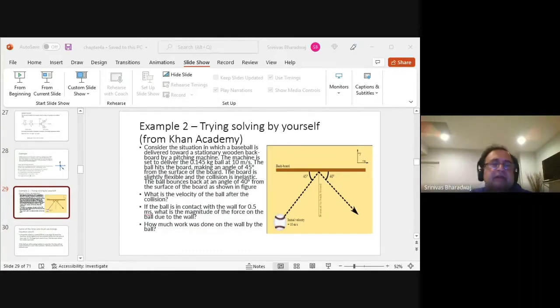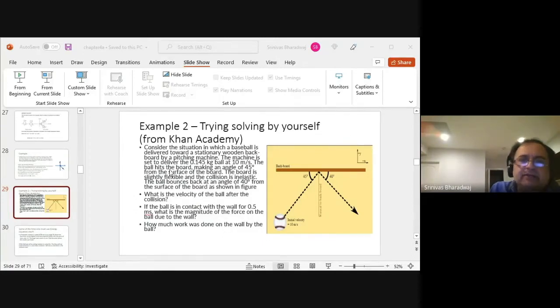If the ball is in contact for some time, what is the magnitude of the force of the ball on the board? How much work was done on the board by the ball? So now, what gets conserved? Well, it hits the board, and then it bounces off.